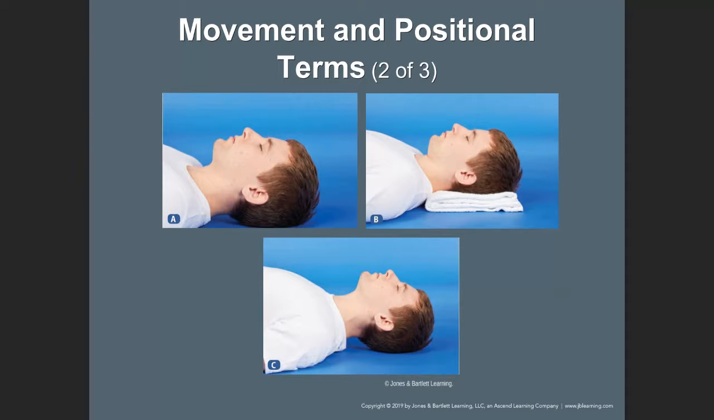Now the head can be in a neutral position, which is what A is showing. So picture A is showing the head in a neutral position. Picture B, the head and neck can be flexed. B shows a flexed position of the head and neck. And C shows an extension of the head and neck.